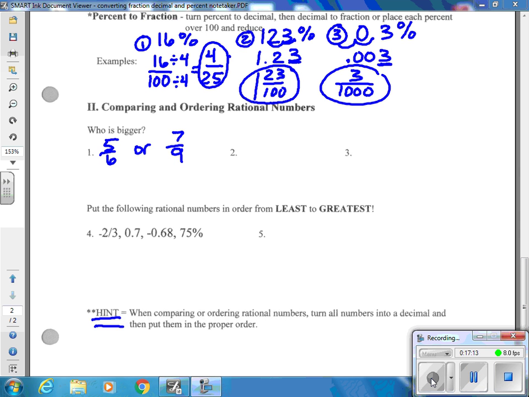So 5 divided by 6 is going to give us the decimal 0.83 with a bar over the 3. You can think of it like money and round it to just 83 cents. And then for 7 over 9, if we make it look like money, we're going to round it to about 78 cents. So if I'm looking at 83 cents versus 78 cents, the bigger one is 83 cents, which means that 5/6 is the bigger fraction.